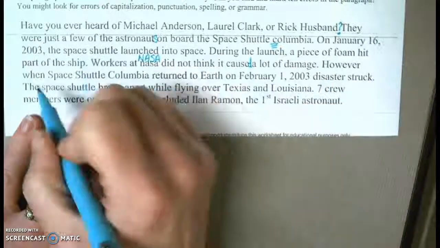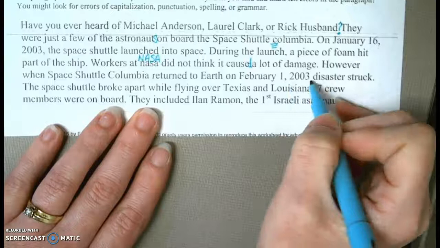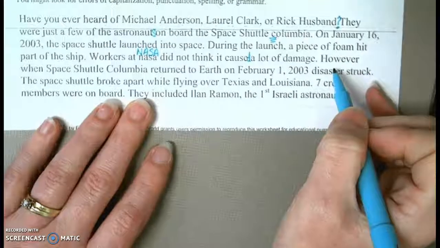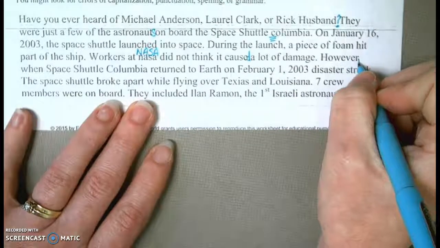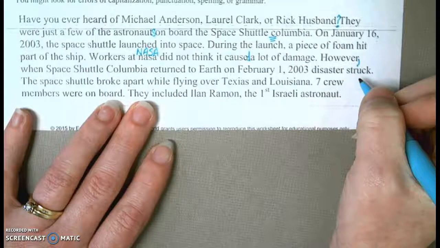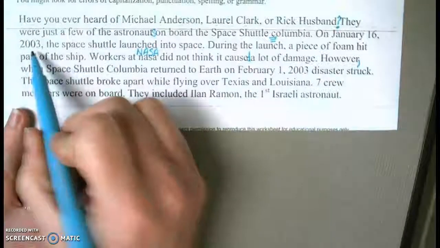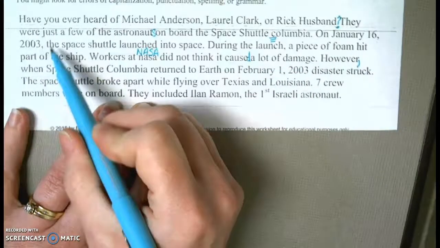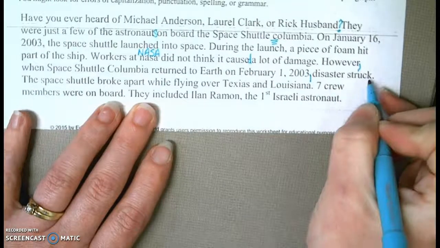However, when Space Shuttle Columbia returned to Earth on February 1st, 2003, disaster struck. However, again, that's one of those introductory words. So it needs a comma afterwards. And then, like in this date, look, we have a comma here and a comma after the year. There needs to be a comma after this year. Disaster struck.